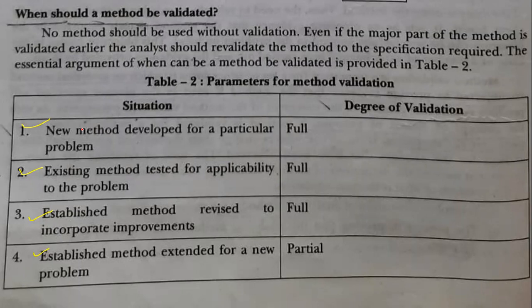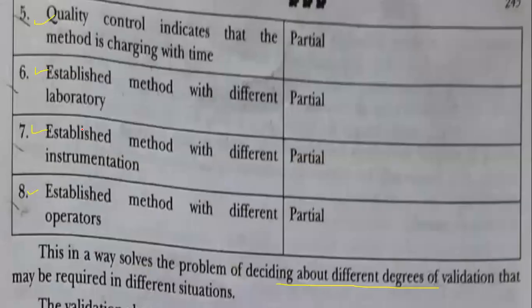Okay, in the market you are already using a method for a particular problem solving. Again, if you are using the SEM method, there is a need to have a full validation of that method if you are improving that method. Established method extended for a new problem. The method already exists, but you are taking a new problem, so for that we need partial method validation.